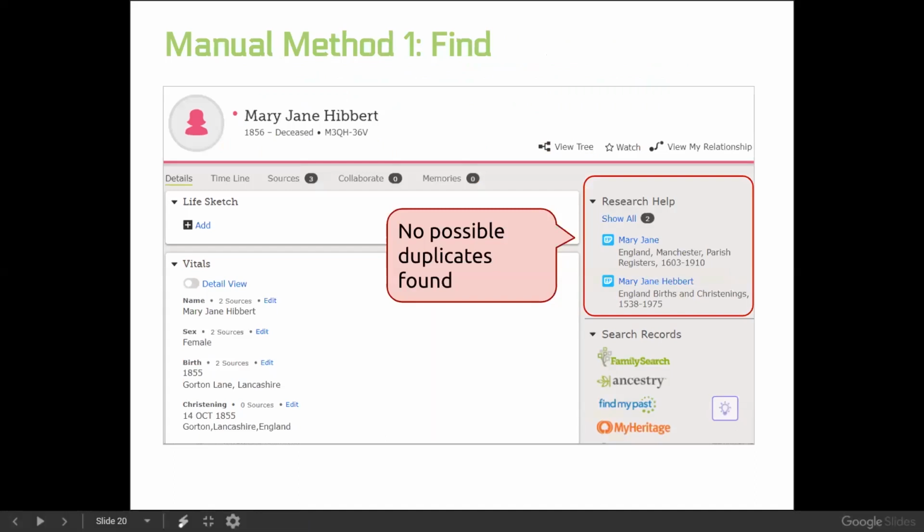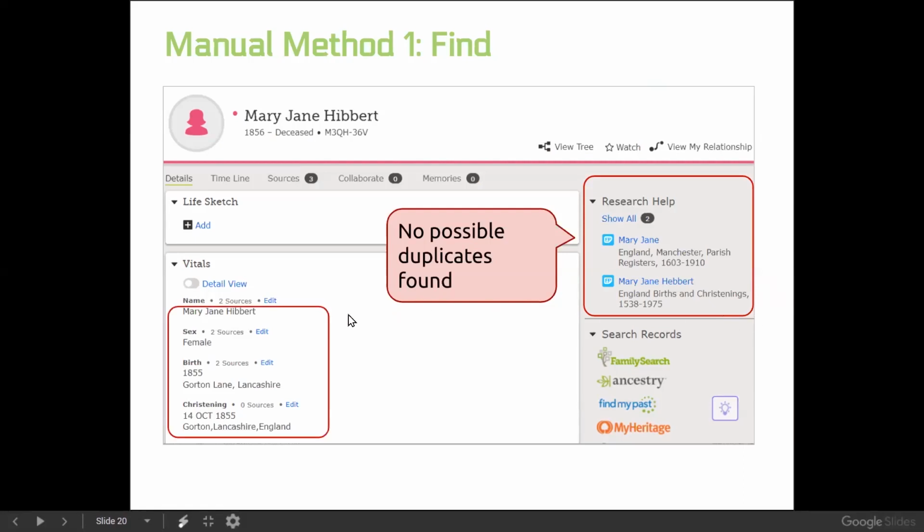So now let's talk about the manual methods. Really, the primary manual method is to use the find function. So I'd like to walk through an example that illustrates that. So we're looking at Mary Jane Hibbert, and as you see over here, no possible duplicates were found by Family Tree. Let's take a look at the information that Family Tree would have used to search for a possible duplicate.